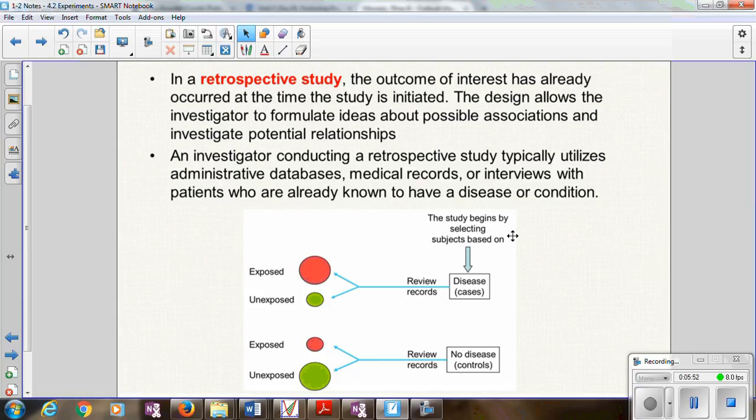An investigator conducting a retroactive study typically utilizes administrative databases, medical records, and interviews with patients who have already been known to have the disease or condition. So an example, again, would be the incidence of autism: looking at children with autism and reviewing records to see the differences, and at the same time looking at children who do not have autism and looking for similarities that might explain the cause. And when it's looking at the exposed versus unexposed, I think one of the things they were looking at was vaccinations. That's just one example.